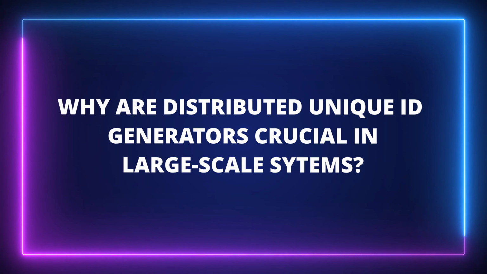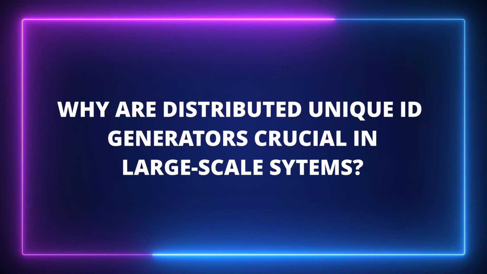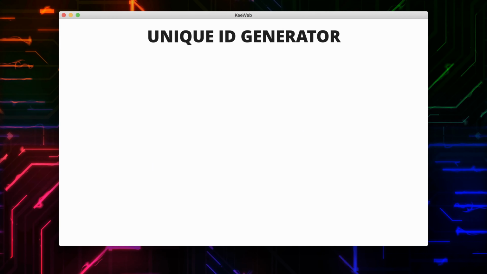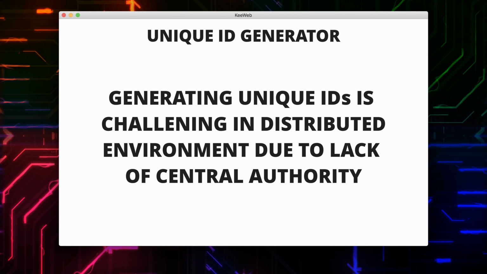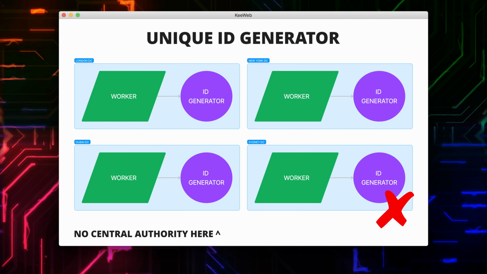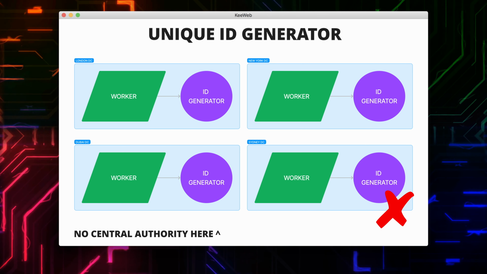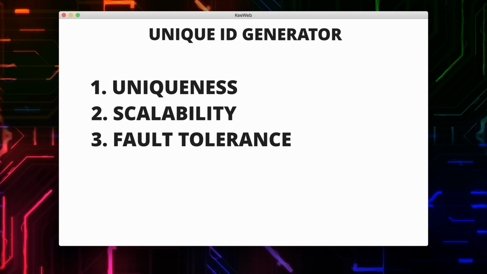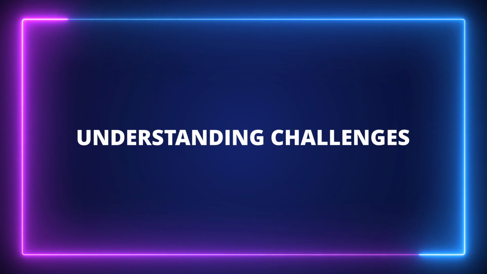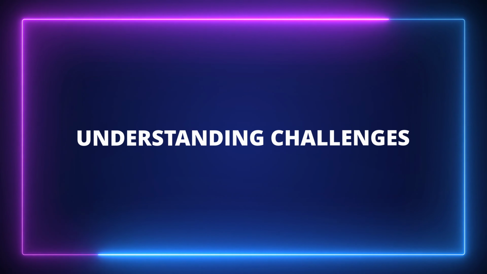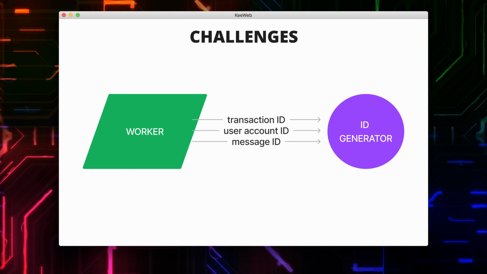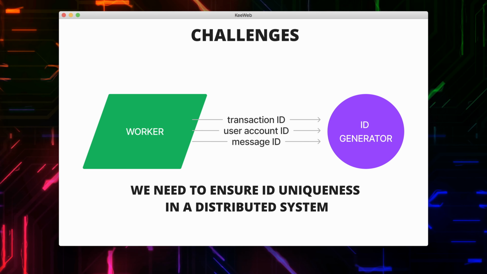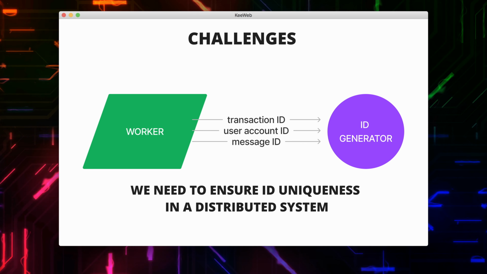Before we jump into the details, let's understand why a distributed unique ID generator is crucial in large-scale systems. In a distributed environment, generating unique IDs becomes challenging due to the lack of central authority. We'll be designing a solution that ensures uniqueness, scalability, and fault tolerance. Imagine you are building a system where users can generate unique IDs for various entities like transactions, user accounts, or messages. How do you design a system that ensures these IDs are unique, even in a distributed environment?